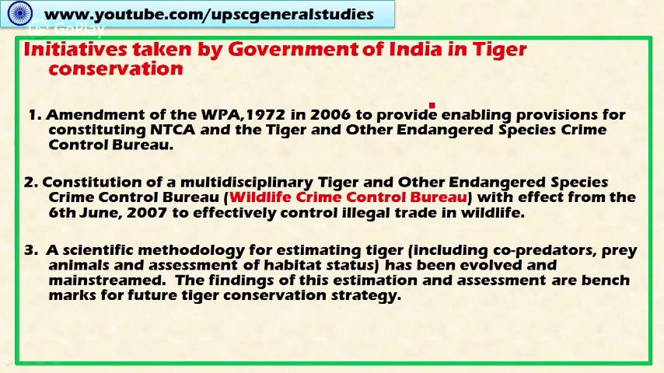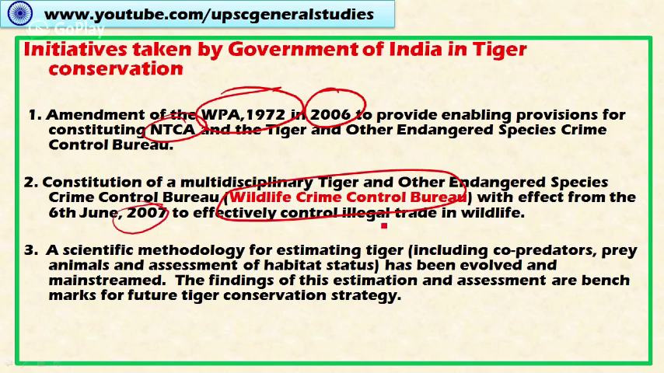There are a lot of initiatives undertaken by the Government of India. These include the Wildlife Protection Act 1972 was amended in 2006 to provide for the enabling provision for the constitution of National Tiger Conservation Authority. And a multidisciplinary tiger and other endangered species crime control bureau, also called the Wildlife Crime Control Bureau, was constituted to provide more protection to the tiger and also to prevent illegal trade in wildlife. In 2007, that is the Wildlife Crime Control Bureau, and a scientific methodology for estimating the tiger.